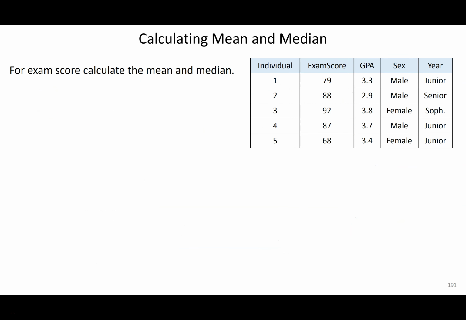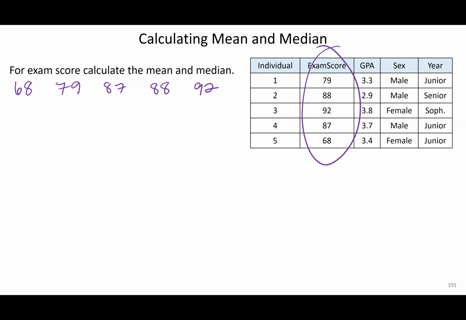So for example, we're throwing back to that rigorous engineering course that has some sort of entrance exam. And for exam score, so it's telling us which variable to focus on, we want to calculate the mean and the median. So I'm just going to rewrite these real quick: 78, 79, 87, 88, 92. I was just rewriting them so they're in ascending order, from smallest to biggest.